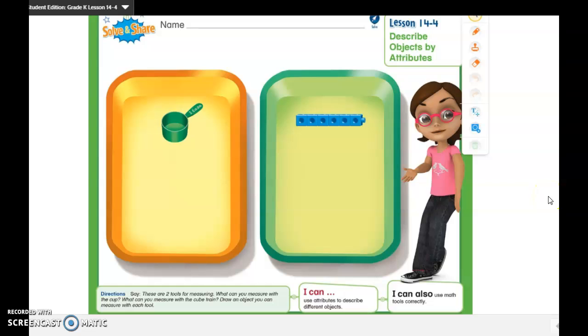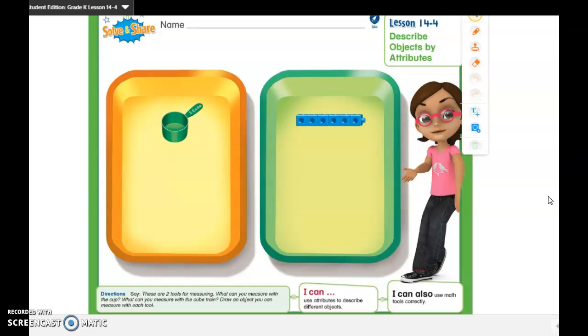So today we have lesson 14-4. Describe objects by attributes. That's a very complicated and fancy way to say we're going to be looking at the ways we can measure different items. So we're going to look at some measuring tools today, okay? And we're going to say, oh, what could I measure with this? What could I do with this?